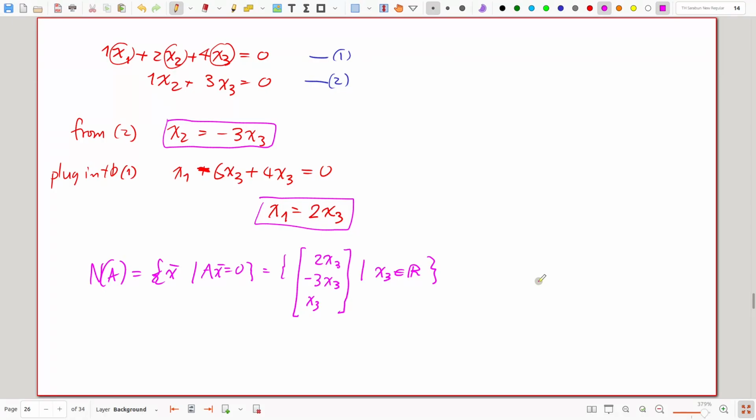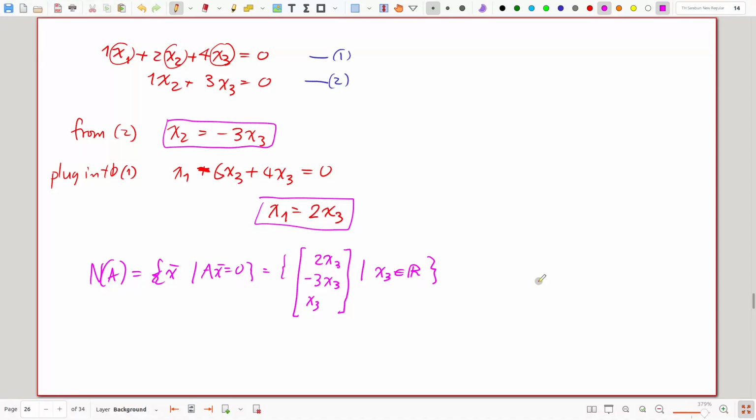If you take whatever you put into x3, you put the first coordinate to be 2x3 and then minus 3x3 and then x3. This is the solutions. So this is the set. So the set doesn't look like something crazy. Okay? What does this set look like? So you have one variable, x3, right? And all the coordinates just depend on x3. Okay? So if you set x3 to be 0, it's 0. If you increase x3, what does the vector look like?